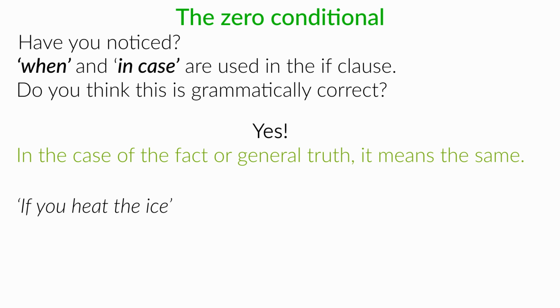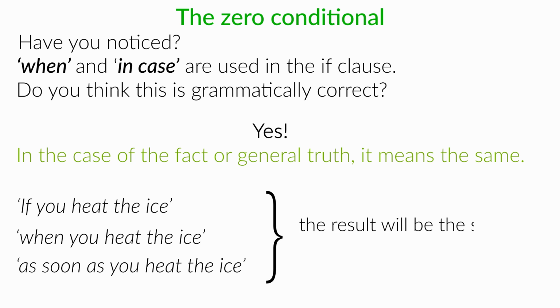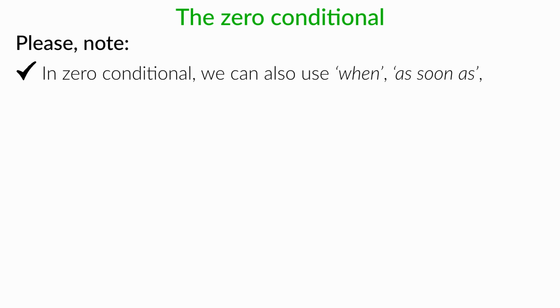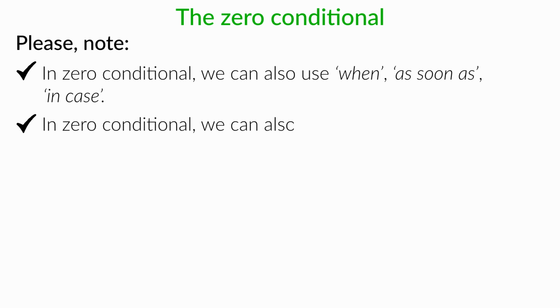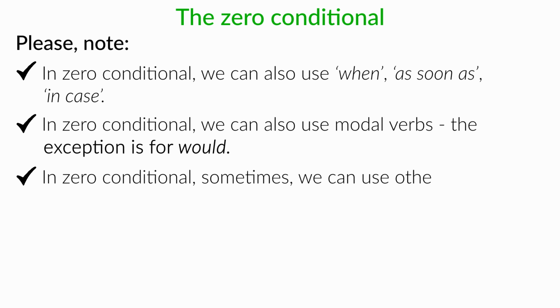If you heat the ice, or when you heat the ice, or as soon as you heat the ice, the result will be the same. It melts. Please note, in zero conditional, we can also use when, as soon as, in case. In zero conditional, we can also use modal verbs. The exception is for would. In zero conditional, sometimes we can use other present tenses in if clause.